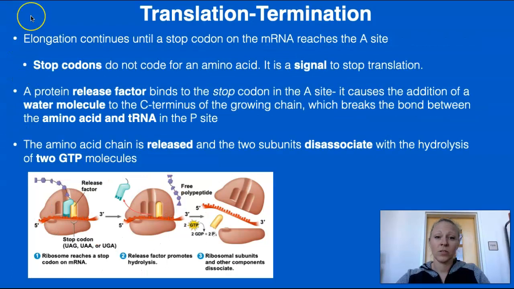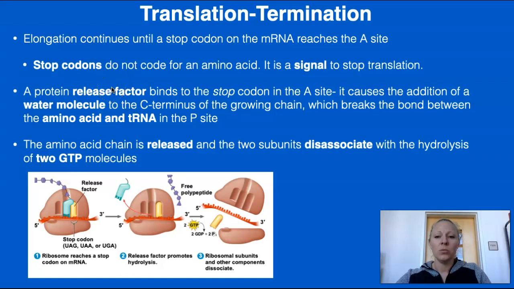So we are in the last part of translation, termination. So elongation is going to continue until a stop codon reaches the A site on the mRNA. So here we have our mRNA strand, and we have a stop codon, which is going to be UAG, UAA, or UGA. So when you have that codon on the mRNA, no tRNA is going to be able to attach onto there. But what will attach on there is a release factor, a protein called a release factor.